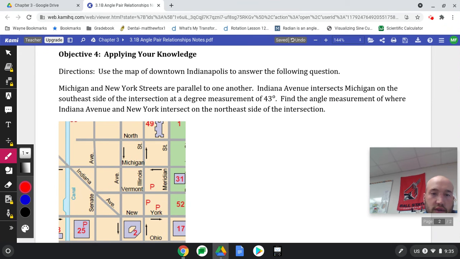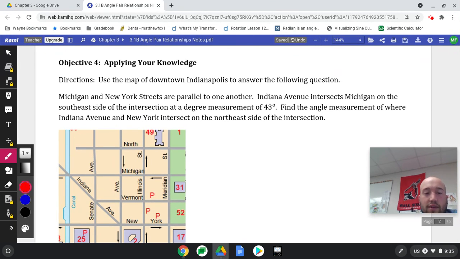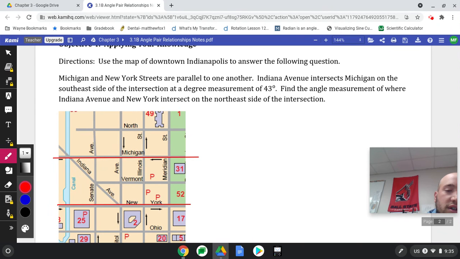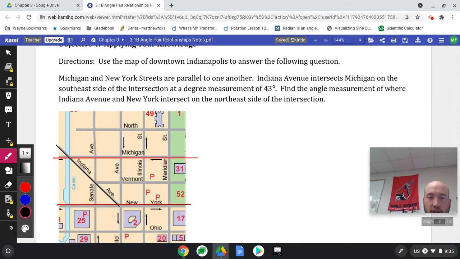All right, as we look here, using the map of downtown Indianapolis, okay, so as you know where the canal is downtown, then we have Michigan and New York Street. These are parallel to one another, so I'm going to draw those in. So there's New York. There's Michigan. They're parallel. They're cut by this line, Indiana, that runs like that. Okay, it's kind of a wonky road. It runs on an angle.